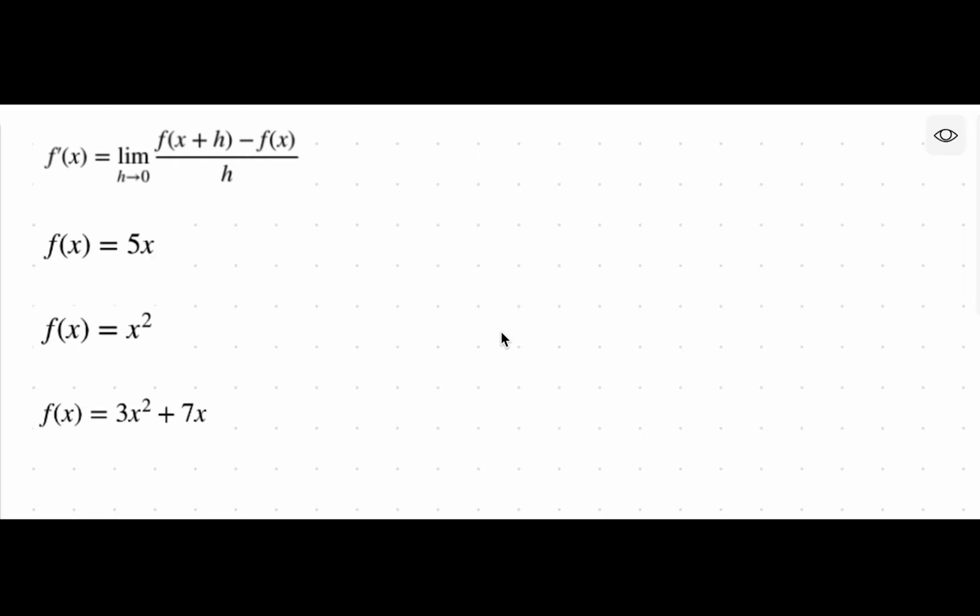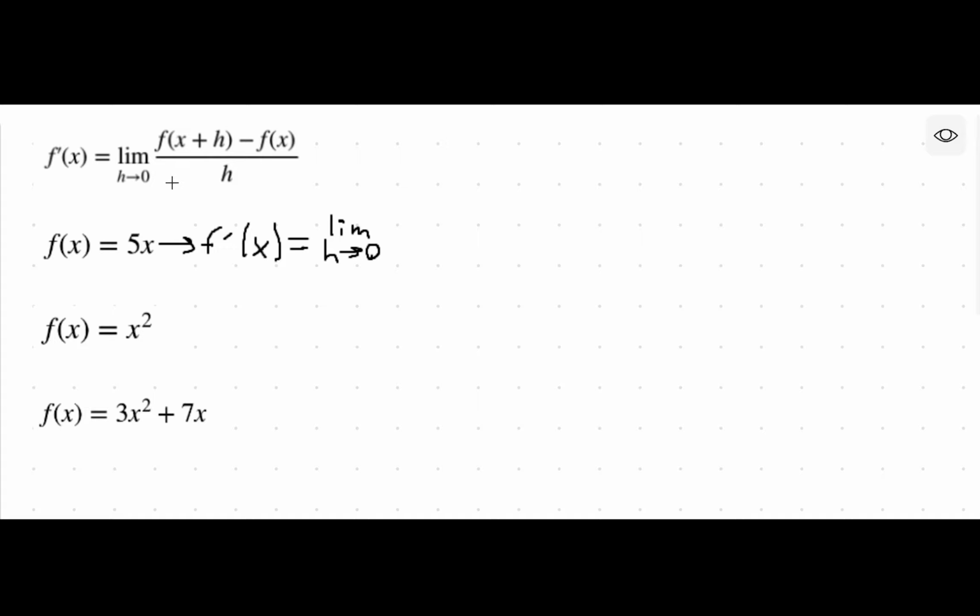So in this video, we're going to go over a few examples using the formal definition of a derivative. For the first example, we have f of x is equal to 5x. What we want to do is use the equation above to calculate the derivative of 5x. For the first part of the equation, we have the limit as h goes to 0.